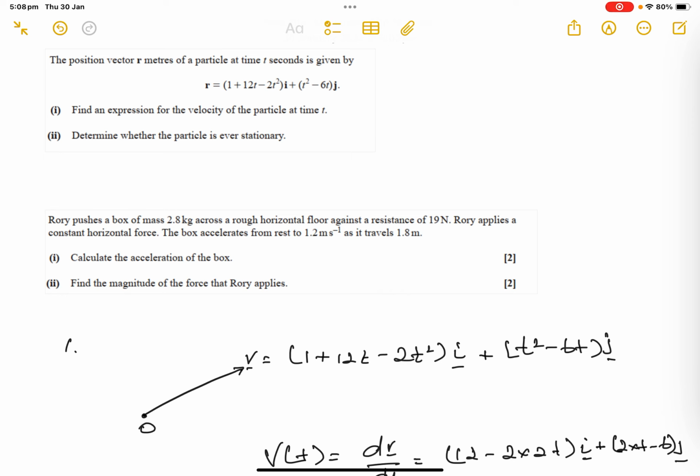Then Rory pushes, so there must be a friction, which is given. It's 19 Newton, and Rory is applying a force, and the box has started to move from rest and reaches the velocity 1.2 meter per second after 1.8 meter traveled. So calculate the acceleration of the box, and find the magnitude of the force that Rory applies.